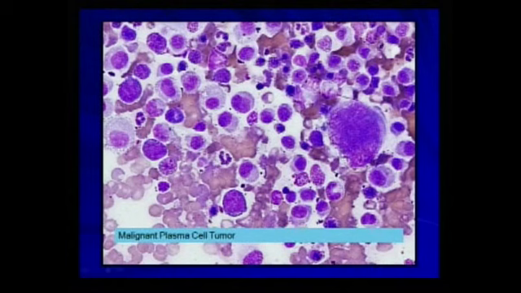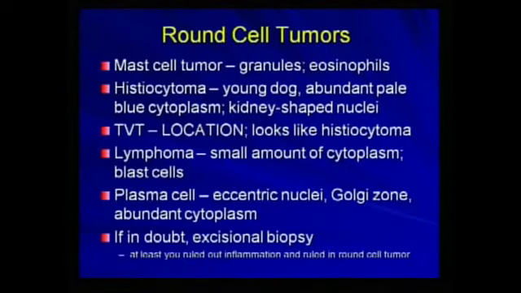Okay, and here's a cell which obviously has a very large multilobated nucleus. I don't think it's very difficult to make a diagnosis of malignant plasma cell tumor based on that. And we're going to look at plasmacytoma and osteosarcoma a little bit later on.